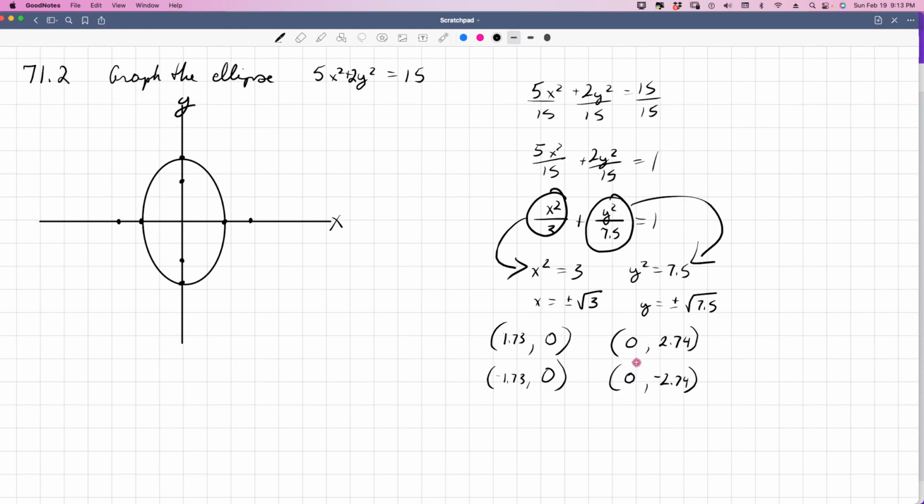And we will talk about translation of the ellipse at a later date. That's all we're doing for right now, is understanding how to find the points to graph an ellipse. And we'll talk about the foci later. That's all I have for lesson 71. I will see you in lesson 72.